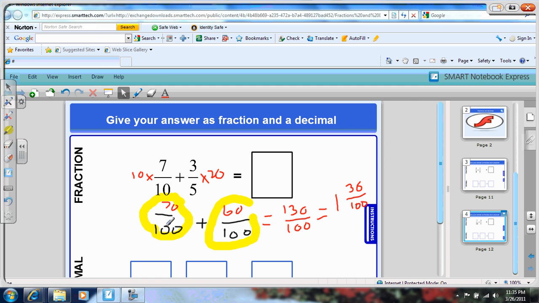Remember what we said. When you already have your denominator as 100, all you have to do is put a point sign in front of it. Therefore, this first one will be 0.70, and this second one will be 0.60. Tomorrow, we will come back and we will look at how to keep reducing this number and converting it into a decimal.